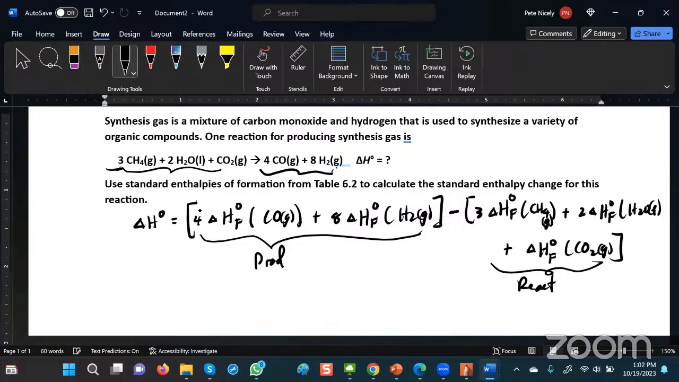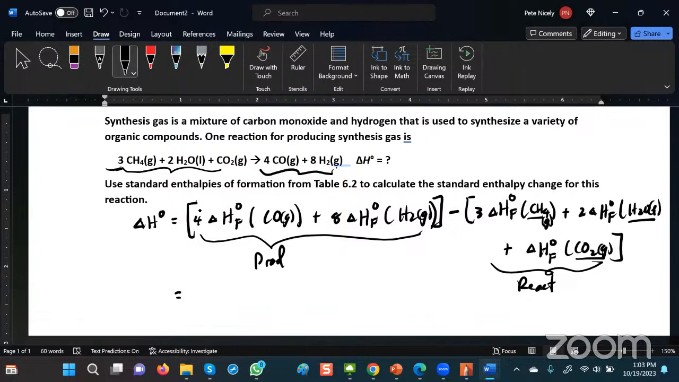So all we have to do now is consult the table and look up the values for carbon monoxide and hydrogen, which is going to be 0 because remember, hydrogen is an element by itself. Remember what I said before, right? So you don't even need to look up that one. You're going to look up the value for CH4, for H2O liquid, and for CO2 gas. And please pay attention to the state symbols because, for example, the value for H2O liquid is different from the value for H2O gas. So make sure you pay attention to the state symbols. Okay, so who has the table pulled up?